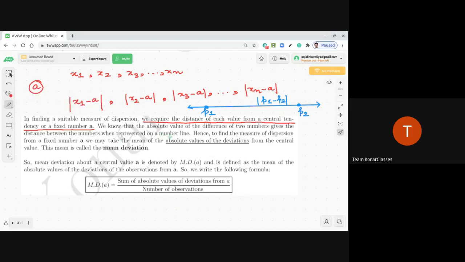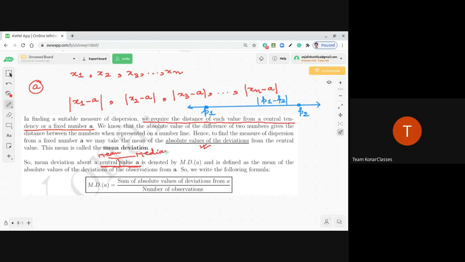Hence, to find the measure of dispersion from a fixed number A, we may take the mean of the absolute values of the deviations from the central value. This mean is called the mean deviation. So how can we find the mean deviation about a central value A? Here, the central value A can be either the mean or the median.